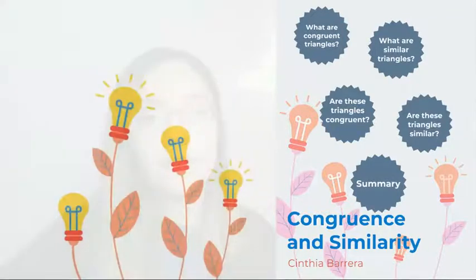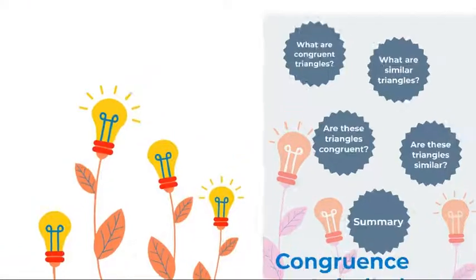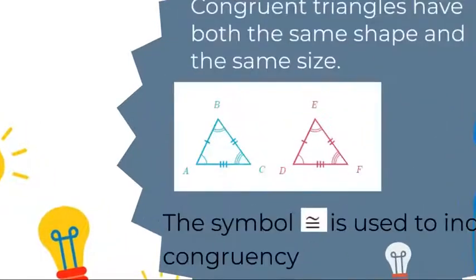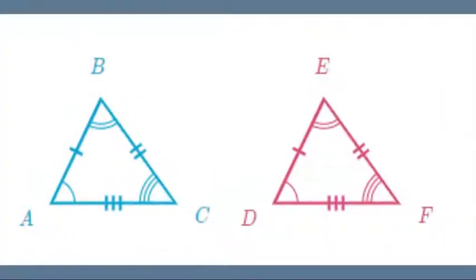And today I will be talking about congruence and similarity. So what are congruent triangles? Congruent triangles have both the same shape and the same size. As we can see, triangle ABC and triangle DEF are congruent because they have the same angles and the same sides.